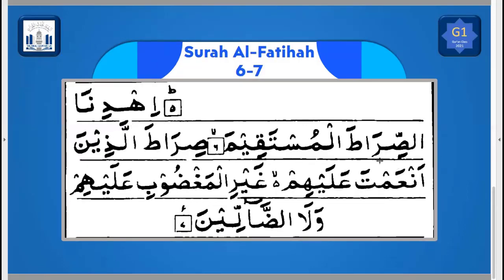Ihdina siratal mustaqim. Ihdina siratal mustaqim. Mustaqim. Well done. Let's try to read the whole verse in one go. Ihdina siratal mustaqim. Ihdina siratal mustaqim.